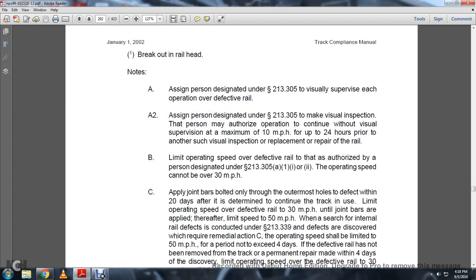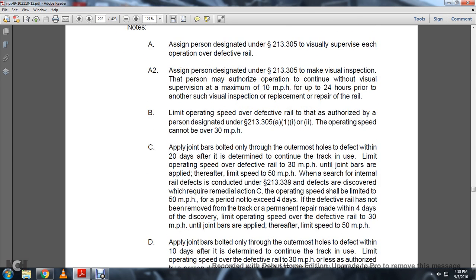Operating speed cannot be over 30 miles an hour. Apply joint bars only through the outermost holes of the defect within 20 days after it is determined to continue the track in use, and limit operating speed over the defective rail to 30 miles an hour until the joint bars are applied. Thereafter, limit speed to 50 miles an hour. A search of the internal rail defects is conducted in accordance with section 213.339. Defects discovered require the required remedial action, with operating speed limited to 50 miles an hour for a period not exceeding 4 days.